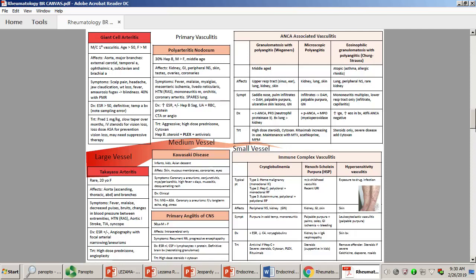All right, so going back to our Wegener's. With Wegener's, they really like to focus a lot on the upper respiratory tract involvement, because that's also what makes it stand out even a bit more.